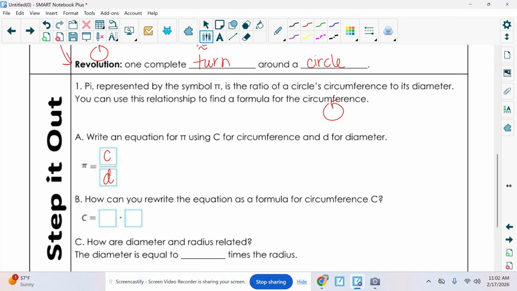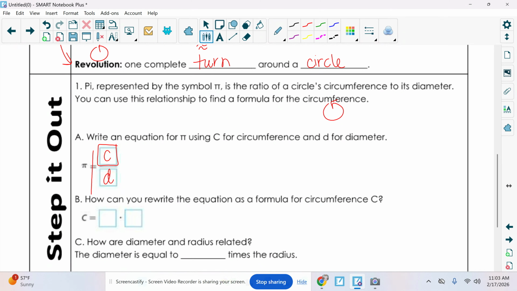Well, we already know what pi is equal to. What if I'm trying to find the circumference? Well, I can rearrange these, right? Let's say I want to know what C is. How do I move D to the other side to get C by itself? How do I move anything to the other side? If I'm solving for C, I isolate C, so I've got to move D.